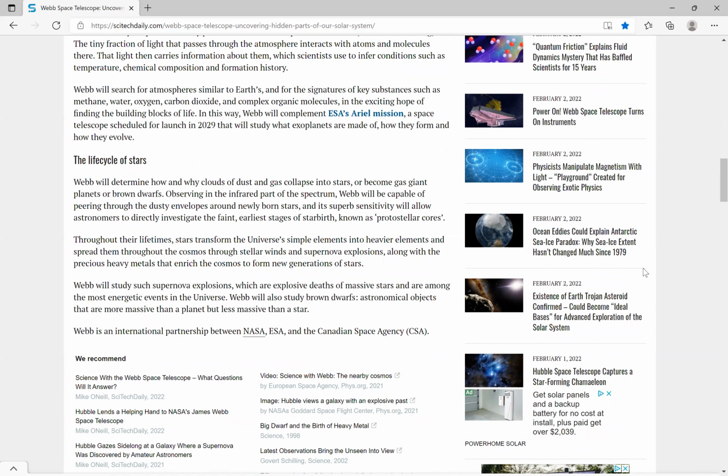So that's why I think the Webb Space Telescope is very important, and that's why I found this article very fascinating.